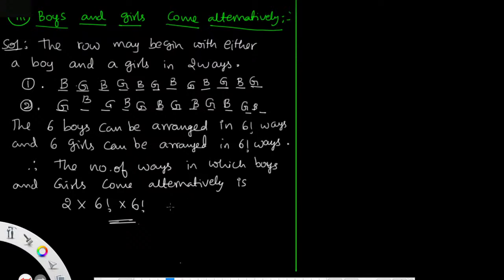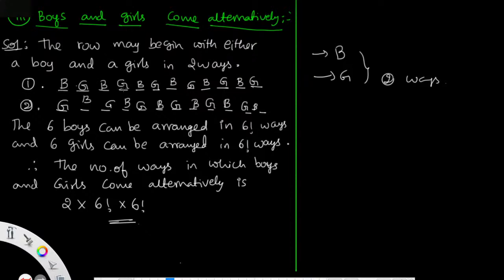Boys and girls come alternatively. This means the row may begin first with boys, that is one way, and second, the row may begin with girls, that is another way. So this carries how many ways? Two ways. Boys and girls come alternatively means the row may begin with either a boy or a girl.